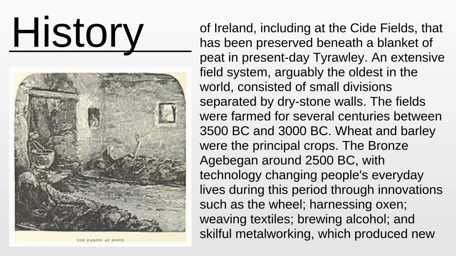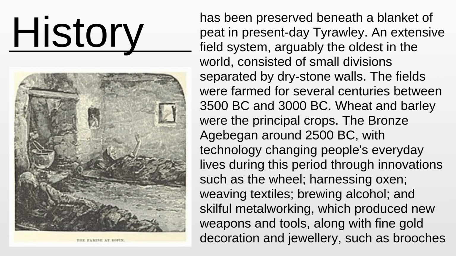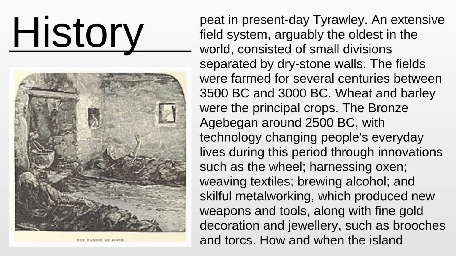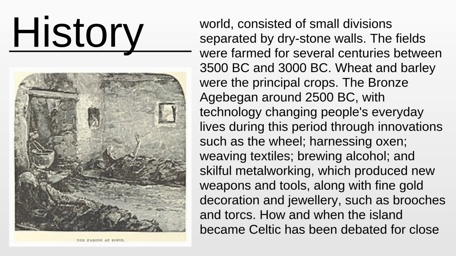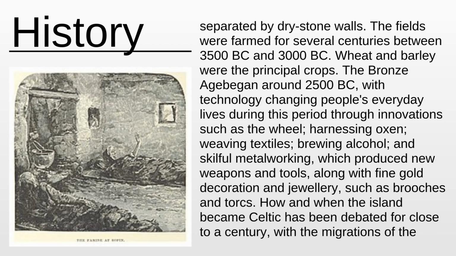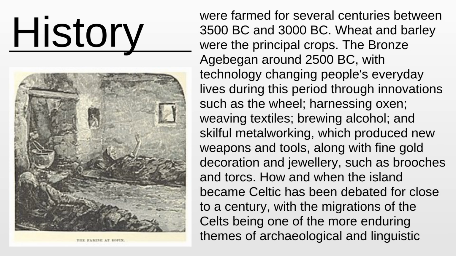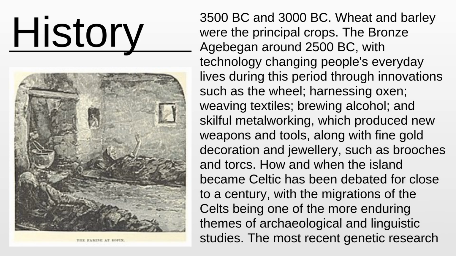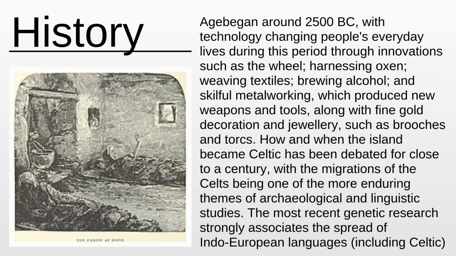Field systems were developed in different parts of Ireland, including at the Céide Fields, that has been preserved beneath a blanket of peat in present-day Tyrone. An extensive field system, arguably the oldest in the world, consisted of small divisions separated by dry stone walls. The fields were farmed for several centuries between 3500 BC and 3000 BC. Wheat and barley were the principal crops.